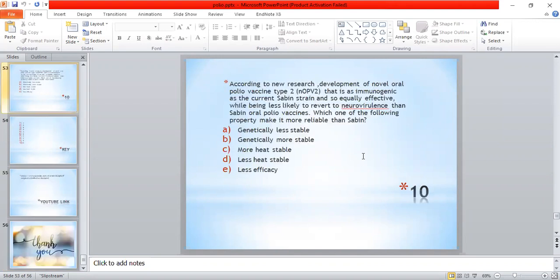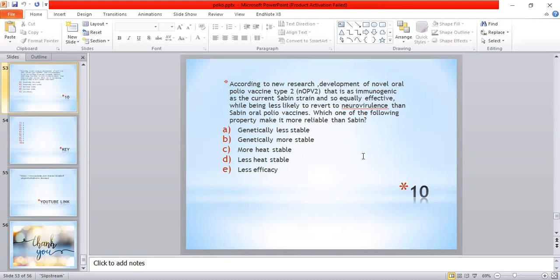Question number 10. According to new research, a novel oral polio vaccine type 2 has been developed that is as immunogenic as the current Sabin strain and so equally effective, while being less likely to revert to neurovirulence than the Sabin oral polio vaccine. So which one of the following properties makes it more reliable? A is genetically less stable, B is genetically more stable, C is more heat stable, D is less heat stable, and E is less efficacy.